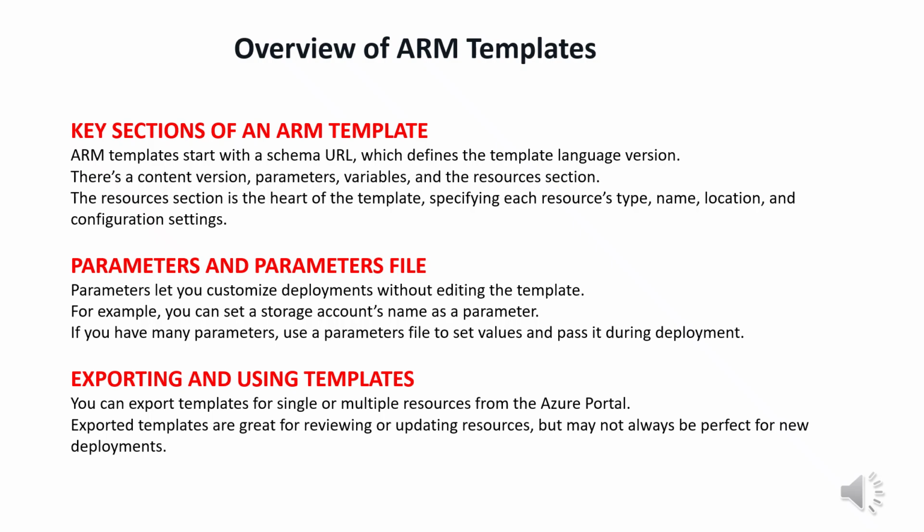Parameters let you customize deployments without editing the template. For example, you can set a storage account's name as a parameter. If you have many parameters, use a parameters file to set values and pass it during deployment. You can export templates for single or multiple resources from the Azure portal. Exported templates are great for reviewing or updating resources, but may not always be perfect for new deployments.